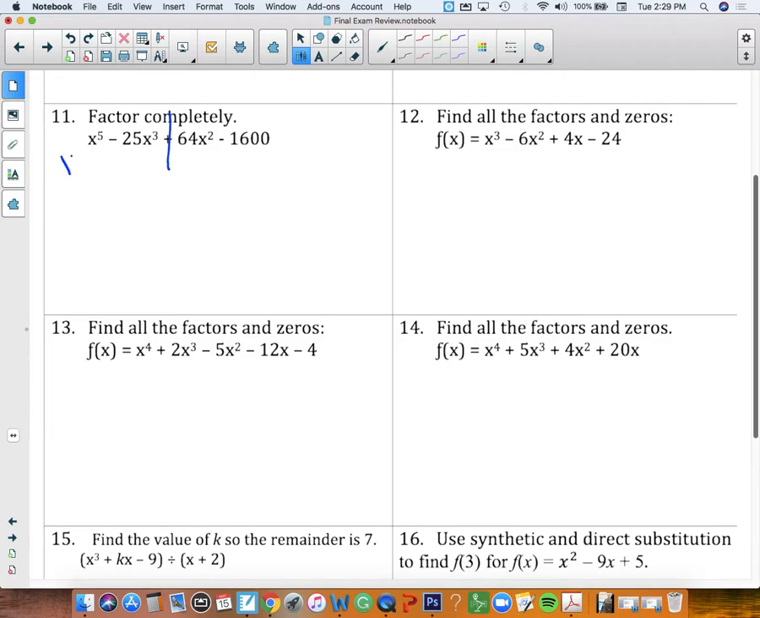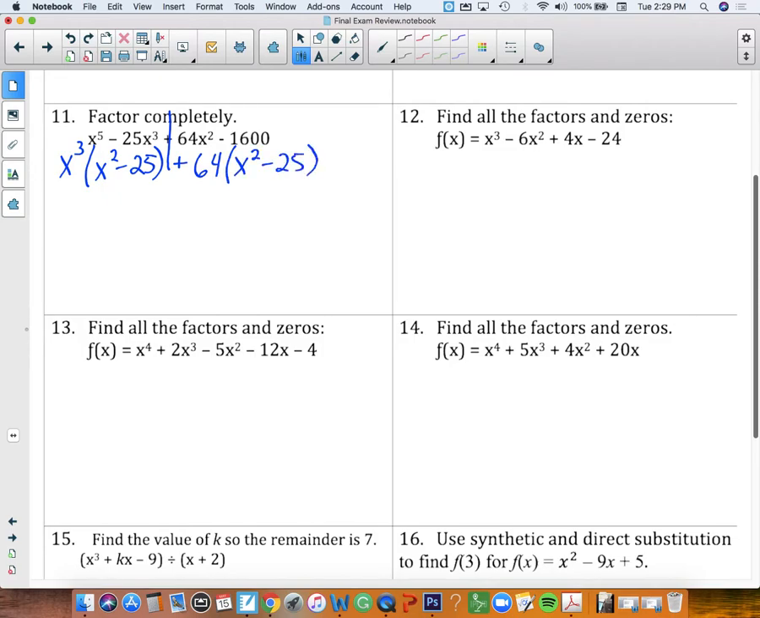You can. I can take an x cubed out over here, and I get x squared minus 25. And then I can take a 64 out of the right-hand side. You have to put a plus there because I'm taking out a positive 64, and I'm left with x squared minus 25 again.